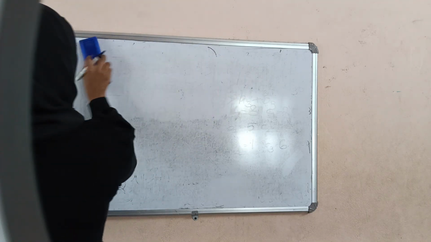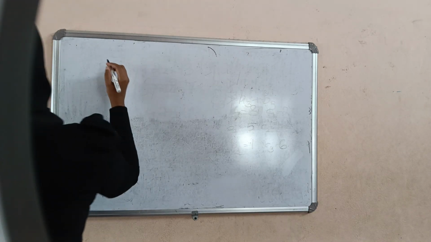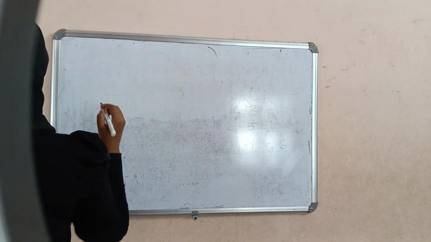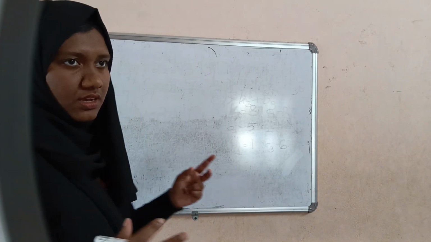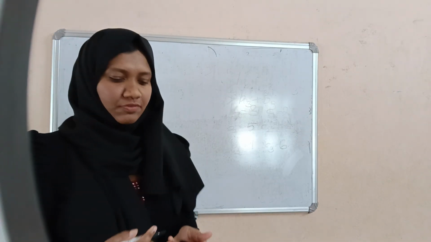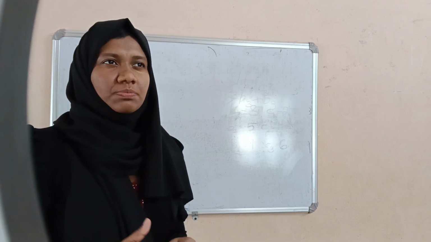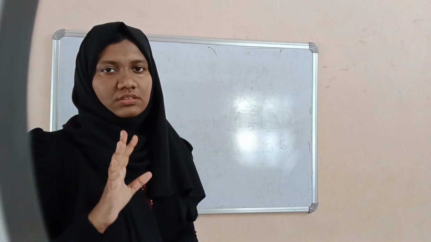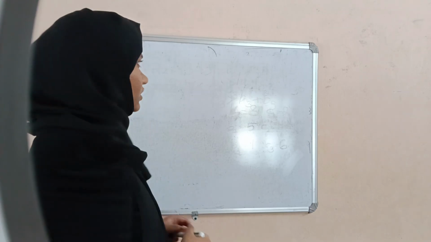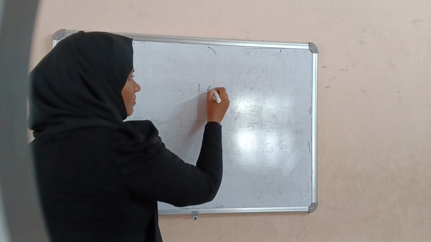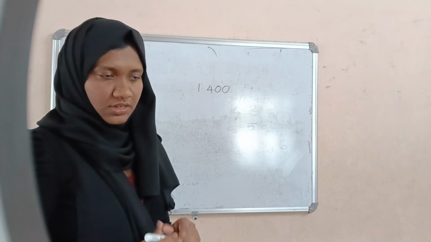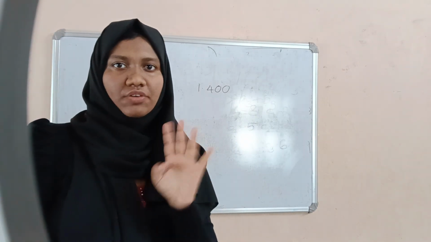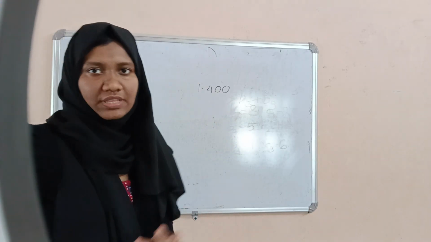This is a very important thing for the exam purpose. It is always better to keep 3 digits after the decimal. So 1.4 you can keep as 1.400. That is better. It is always recommended to use 3 or 4 digits after the decimal for the exam.